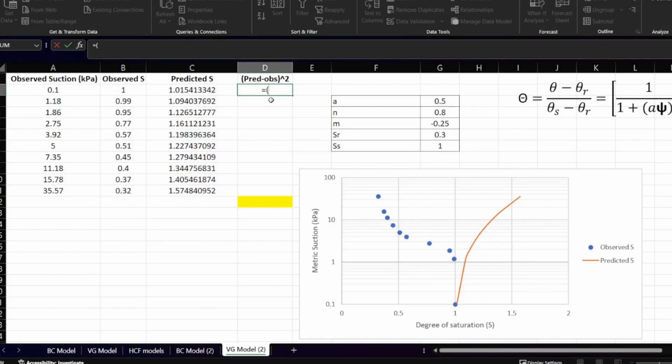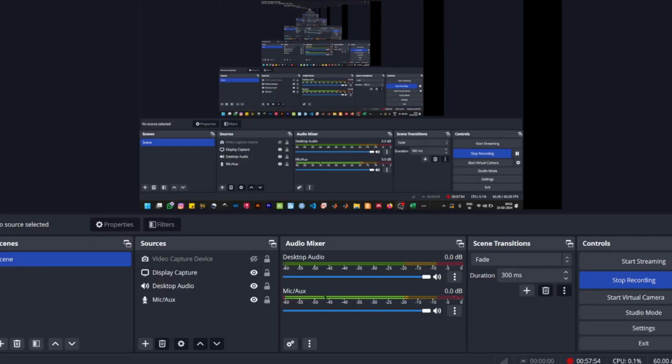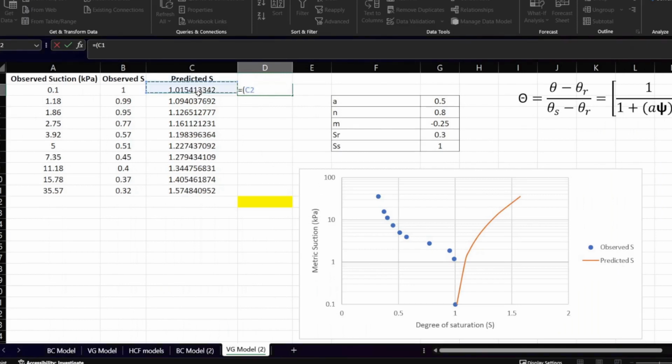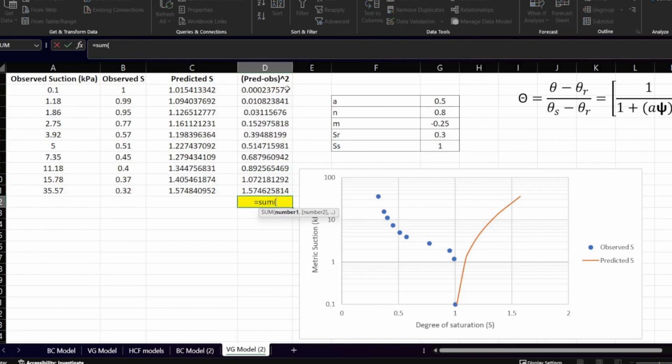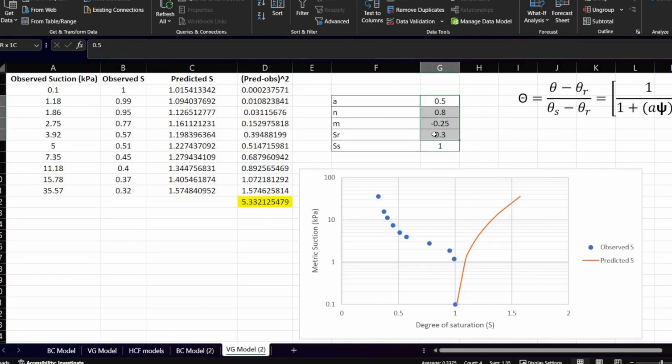here we repeat the same exercise: predicted values minus observed values. The predicted value is here, minus the observed value of saturation here, and that's going to be to the power 2. And if we obtain the sum of these errors, then it's going to be this one. So again, what I want to do is minimize this error by varying these values.